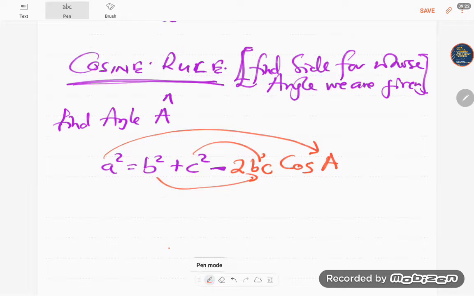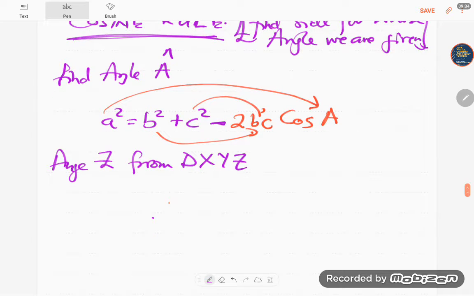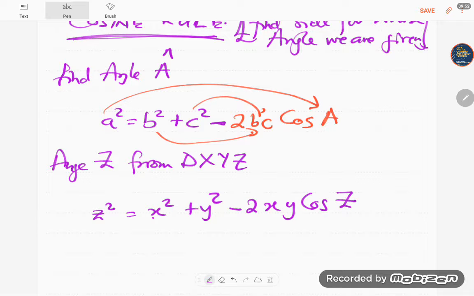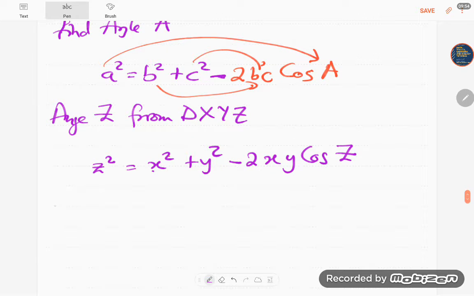So the next time that you're asked to quote the formula, if you're asked to find, for example, angle Z from triangle XYZ, then your quote is going to be Z squared, the side, equals X squared plus Y squared, that's your Pythagoras part, minus, remember, 2 times the X and the Y, and then I need to bring in the cosine, since it's the cosine rule, of that side that I've been given, so it's cosine capital letter Z.